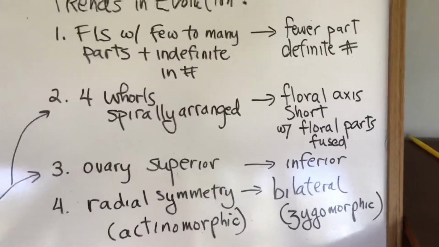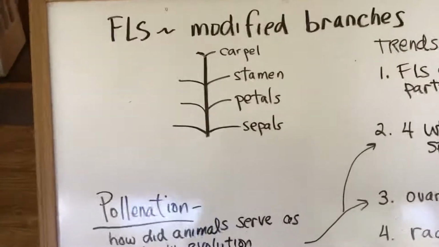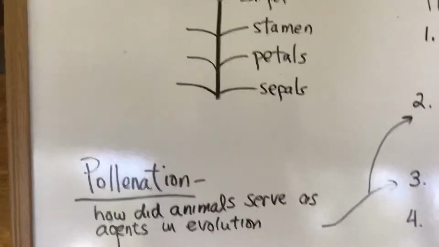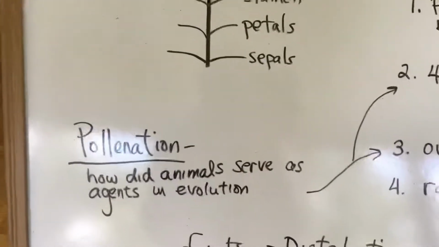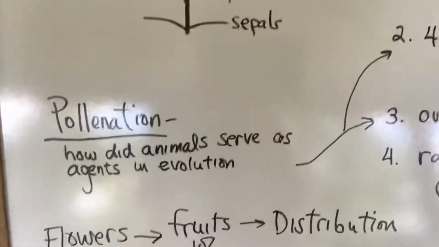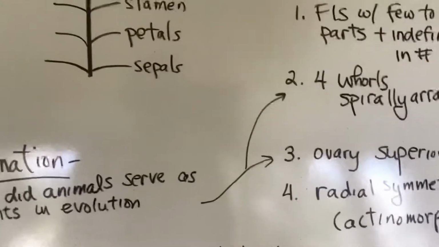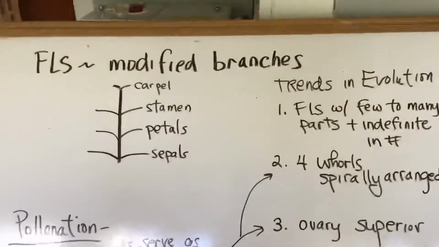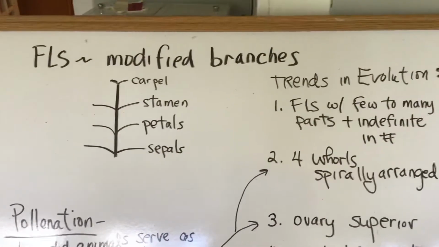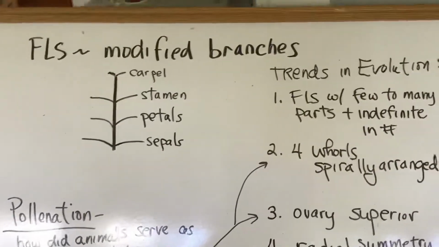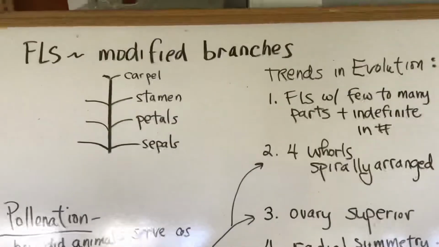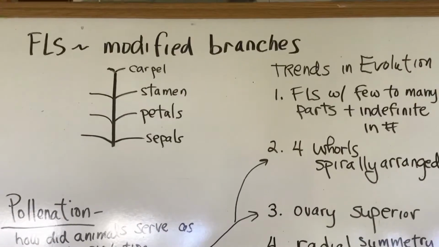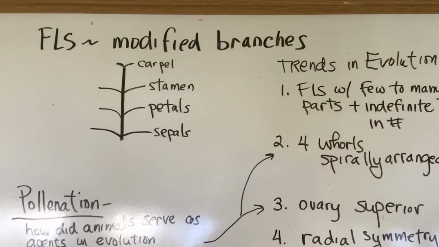All right, so one of the questions is, how does pollination serve as an agent for evolution? I think I misspelled pollination, it should be I-N-A. Anyway, in particular, think about the whorls being spirally arranged, on a long axis, and think about animals that are pollinating them. So think of a bee, and it comes to visit the nectaries.